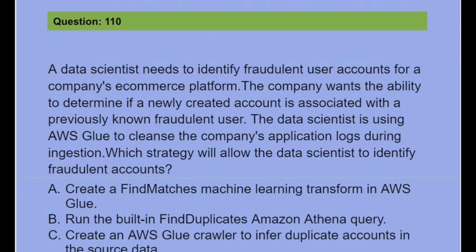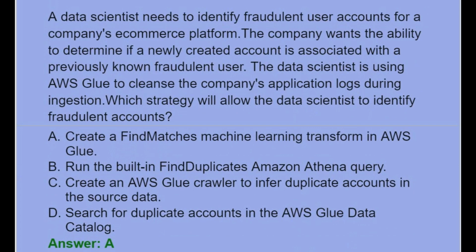Question is, a data scientist needs to identify fraudulent user accounts for a company's e-commerce platform. The company wants the ability to determine if a newly created account is associated with a previously known fraudulent user. The data scientist is using AWS Glue to cleanse the company's application logs during ingestion. Which strategy will allow the data scientist to identify fraudulent accounts?